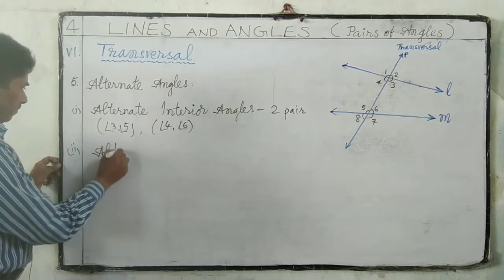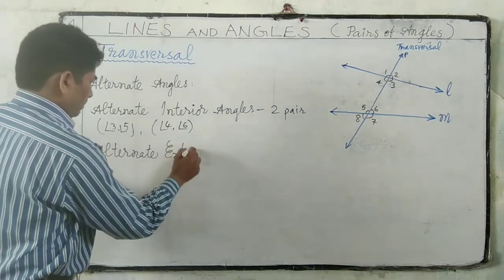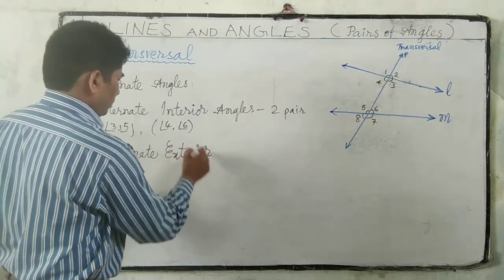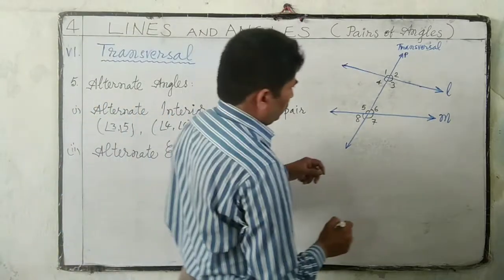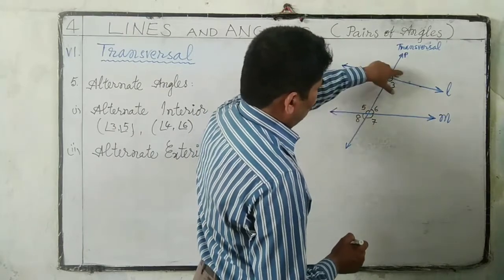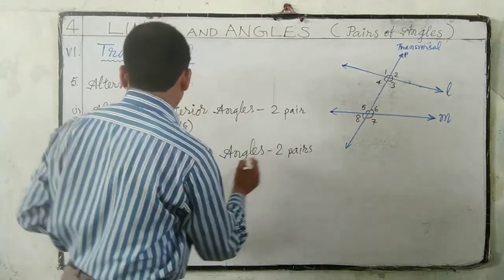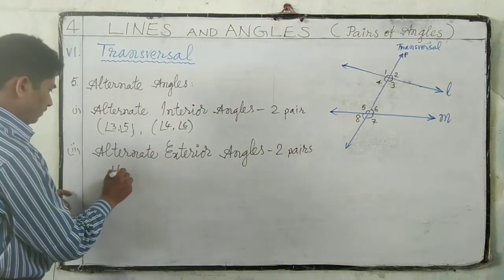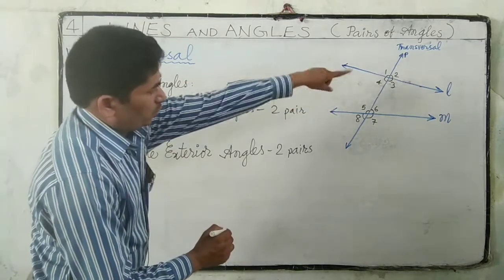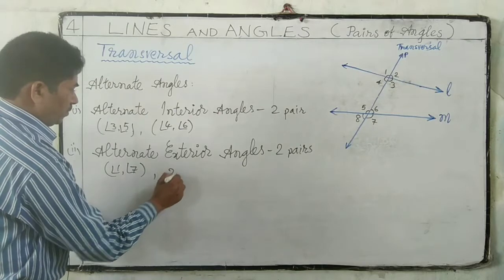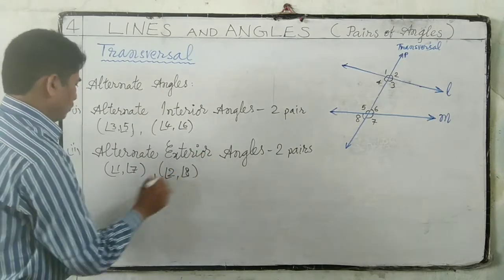Alternate exterior angles. These also two pairs, 1, 7, 2, 8. These also two pairs.